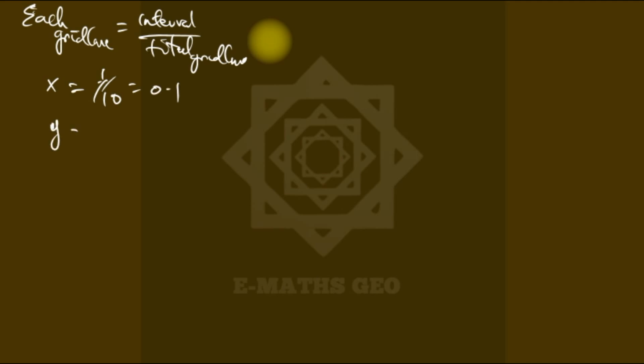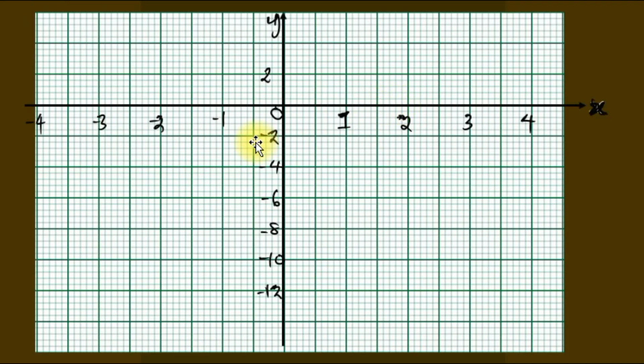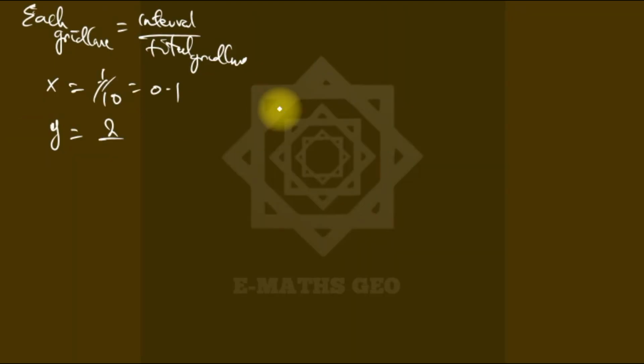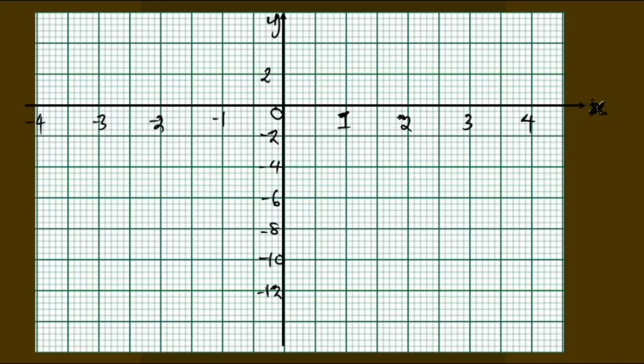For y, we are moving in 2s, so we have 2 over 5. So each of them will be 0.4. That's each minor grid line is 0.4. That's the small lines.